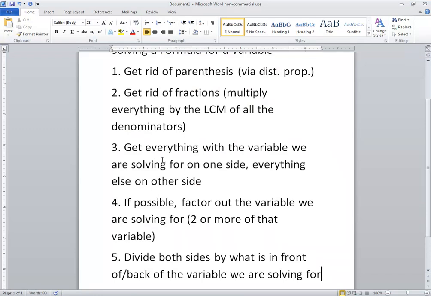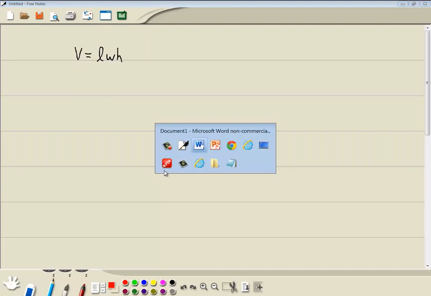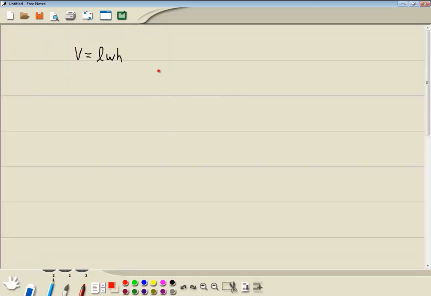Third step, get everything with the variable we're solving for on one side, everything else on the other side. We're solving for W. So we want to get all the terms of W on one side and all the other terms on the other side. Well, we have that. All the terms of W is over here and our other terms over here.